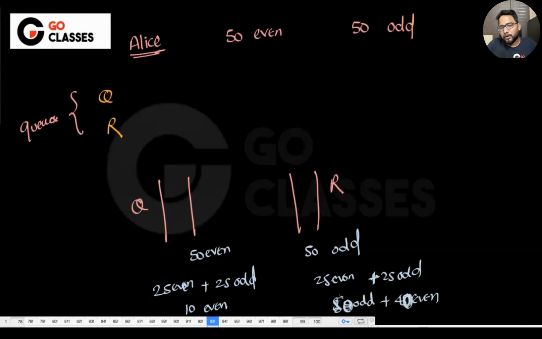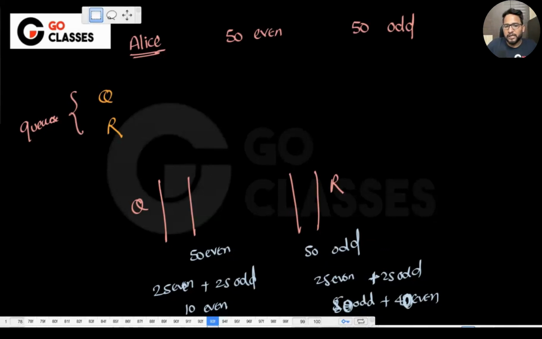Yeah, that is correct. Okay, 50 odd is remaining, 40 even is remaining. Yeah, you can put all 100 in one queue. So there are many options, right? I hope you understood. So basically, Alice, one size of Q is 50 only.